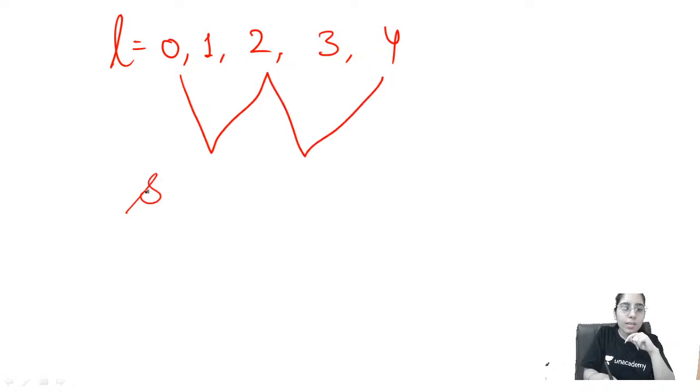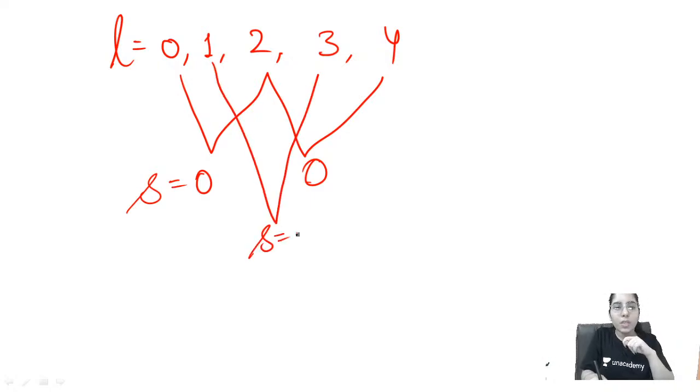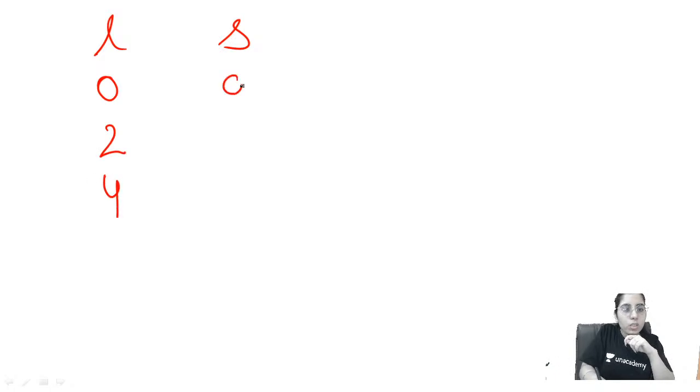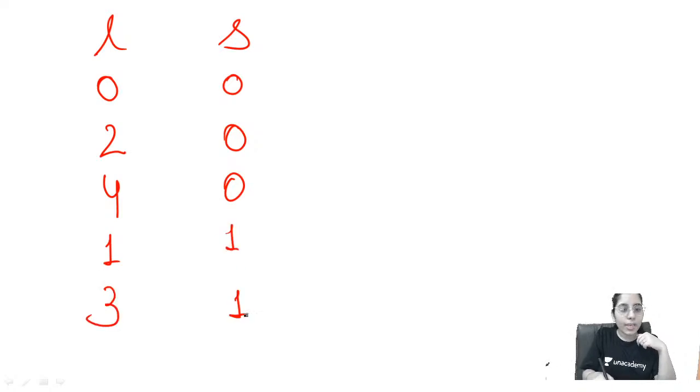That means S is equal to 0, for both. And odd values of L will have the odd spin. So S means 0. I am going to write it once again, L values and S values: 0, 2, 4, even values, spin 0, 0, 0. Odd values, what are the odd values in between? 1 and 3. So spin 1, 1. Okay, odd spin.